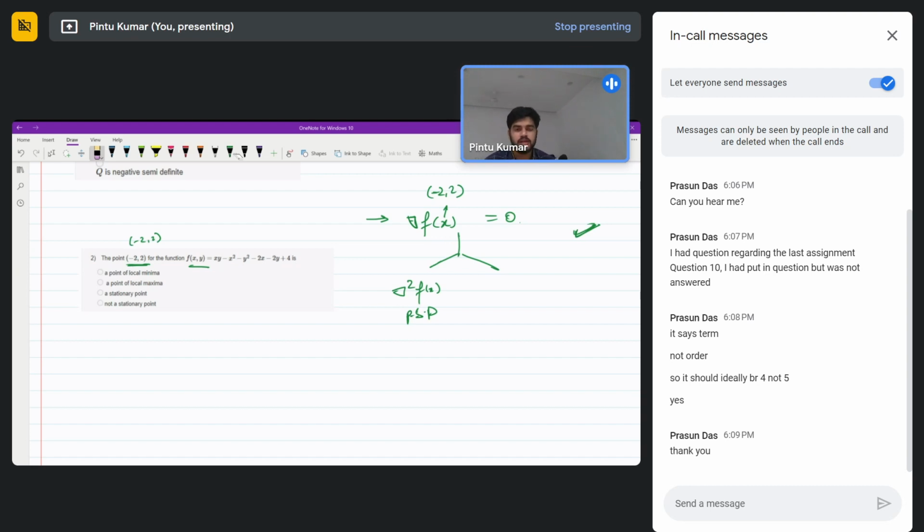Just calculate the gradient and see whether it's equal to 0 or not. If you get it equal to 0, then calculate the Hessian and then look at its principal minors to infer whether it is positive semi-definite or negative semi-definite.